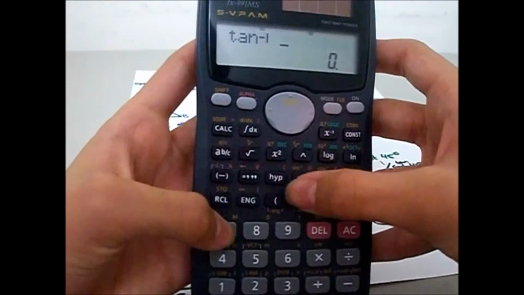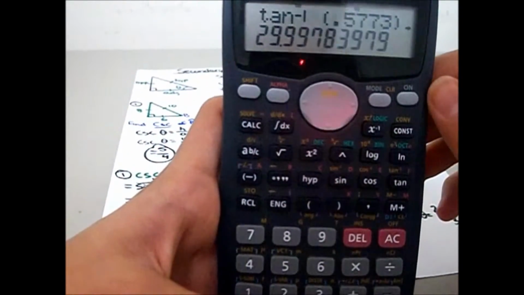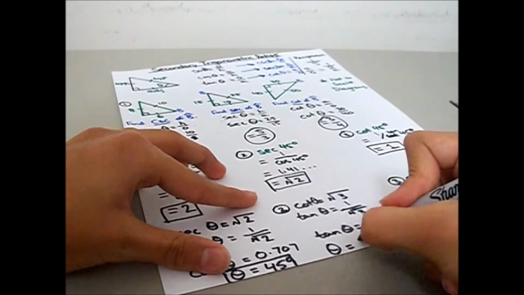And again, do its inverse. Tan to the power of -1, 0.5773, and approximately round it to 30 degrees. So angle is equal to 30 degrees.